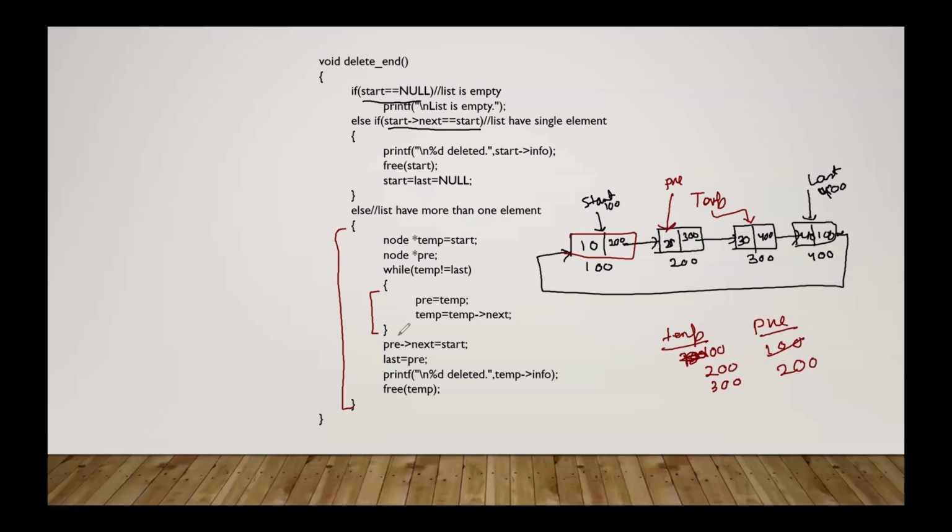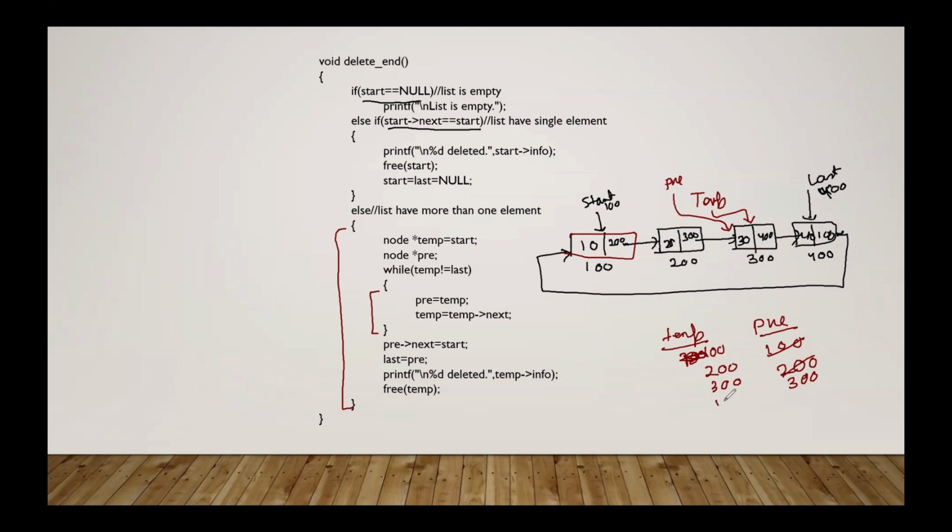Then, temp is not equal to last. Temp is 300. 300 is not equal to 400. Yes, it is true. If it is true, then temp is stored in pre. Pre was 200. What is temp? 300. So it stored the 300. Right now this connection is gone. Pre points to this node. Then temp equal to temp next.